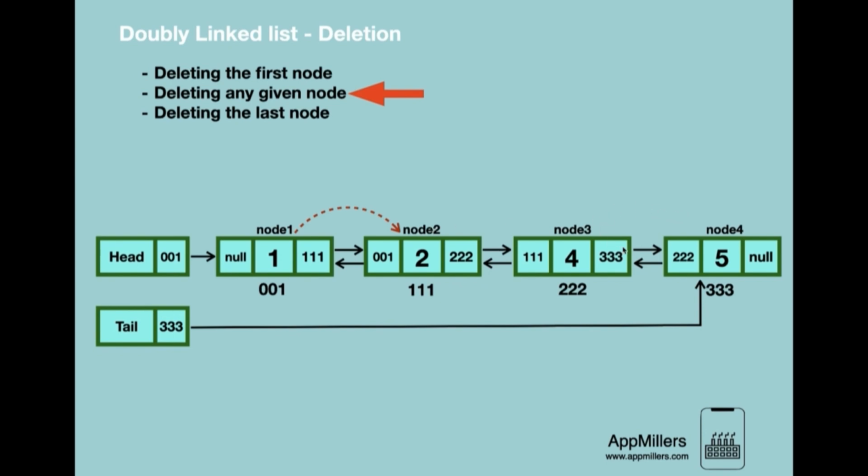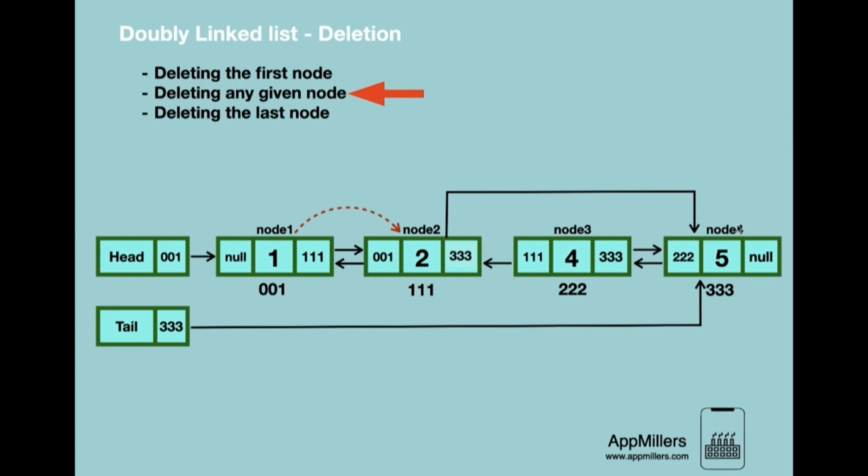So here node 3's next value is 333. So we need to update node 2's next value to 333. So if we update it, it creates a link between node 2 and node 4. And by doing this, the link between node 2 and node 3 gets deleted.